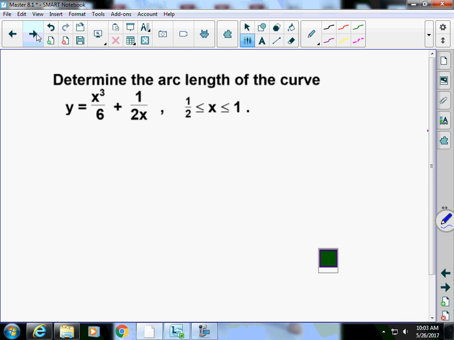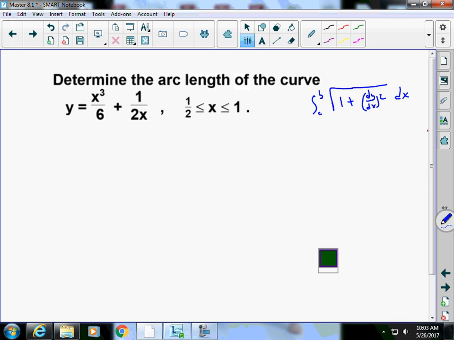So let's look at this. We're going to use arc length, so we know I need an a to b. I need the integration of the square root of 1 plus f prime of x squared dx. And instead of writing df prime, why don't we write it as dy/dx squared. That's how I typically write it.